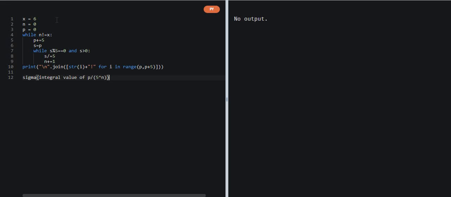So here's what we can do in our notebooks if we really want to calculate its value instead of just looping through everything.